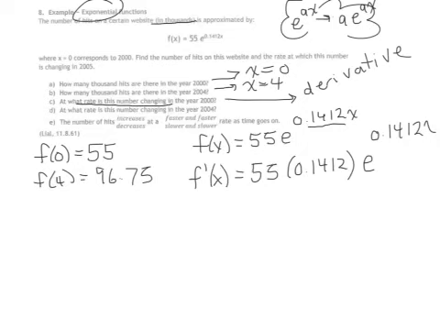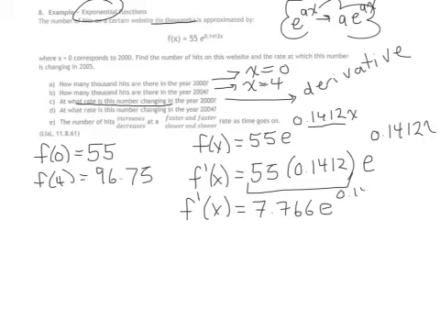The next thing we should do is simplify. So you're going to want to multiply those two values together so that f prime of x is now going to be 7.766 e to the 0.1412x.